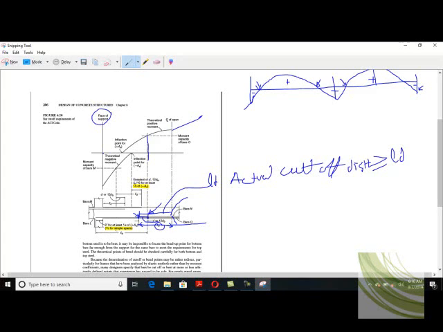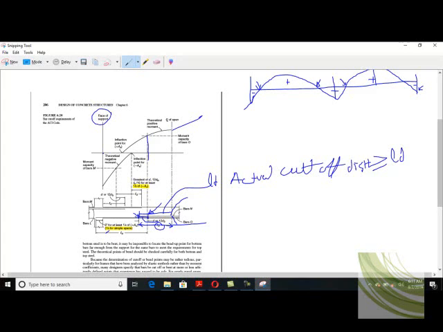Clear? For a simple span, I already mentioned, the continuing area is 1/3. For example, if you are providing 6 bars there, your continuing bars must be 1/3 of those bars. Like 1/3 of 6 is 2. So a minimum of 2 bars should be there. A greater number of bars is possible, but minimum 2 bars should be continuous here.